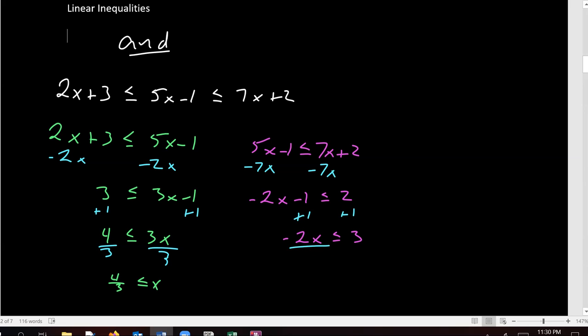Now we're going to divide by negative 2. Since I'm dividing by a negative number, I need to flip this inequality over. So once that gets flipped over, we're going to have x is greater than or equal to negative 3/2. Now if we want to write this in interval notation, I think the easiest way is to graph it on a number line. And for the "and," you want to look and see where these two pieces overlap each other.